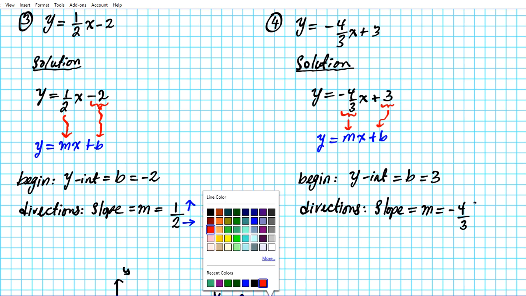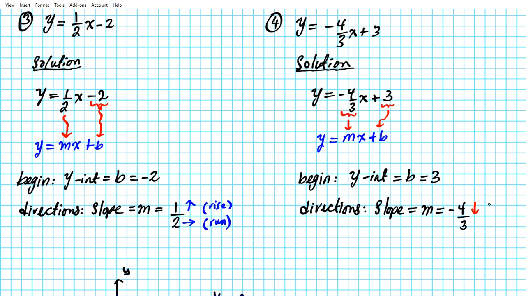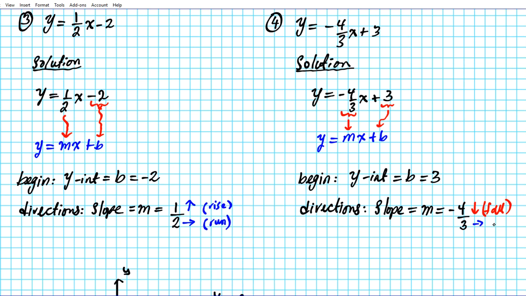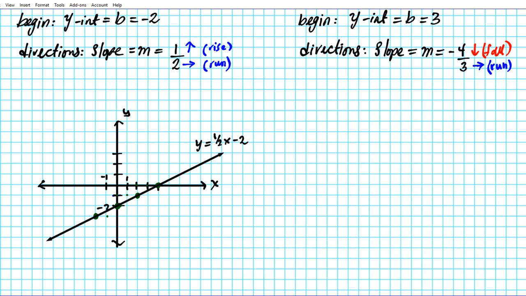So instead of rise, we're going to fall 4 units, and then we're going to run 3 units. So in this case, we have a fall over run because of the negativity of the slope. All right, so with that in mind, let's go ahead and graph the function.